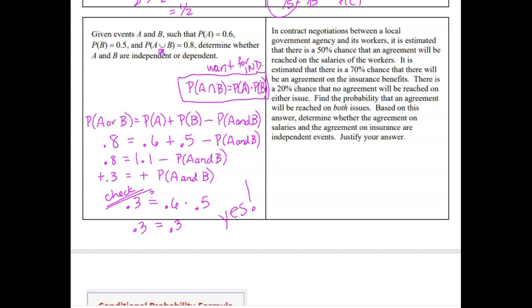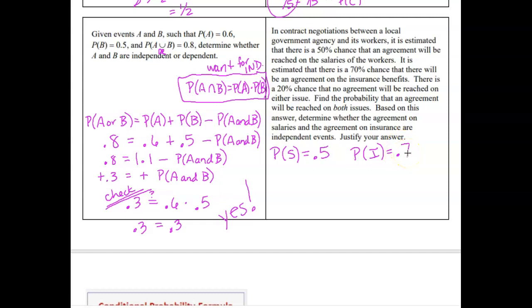Okay, the next question, this is a doozy. Lots of reading, so we're going to use our notation to help simplify it. So we have some contract negotiations, and it says there's a 50% chance that an agreement will be reached on salary. So I'm going to say the probability of salary is equal to 0.5. Then it's estimated there is a 70% chance that there will be an agreement on insurance benefits. So I'm going to say probability of insurance is 0.7.